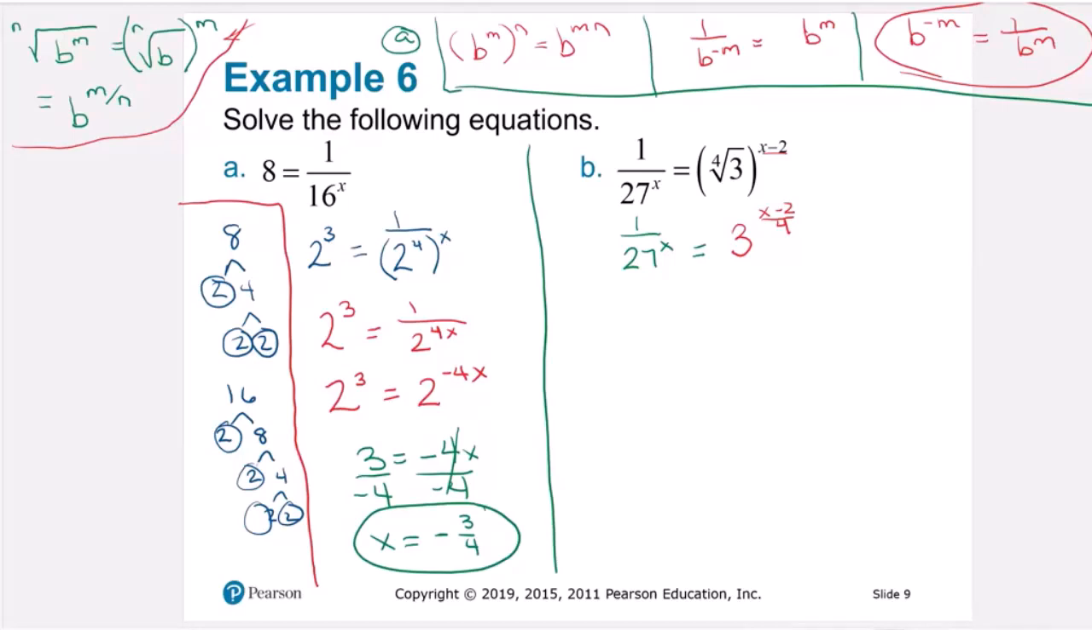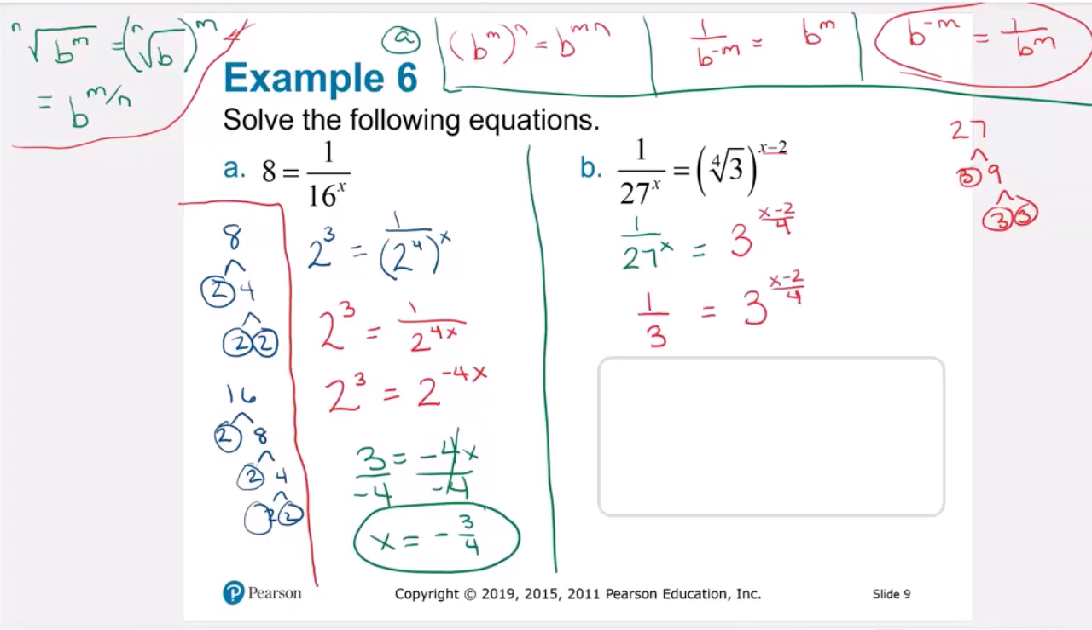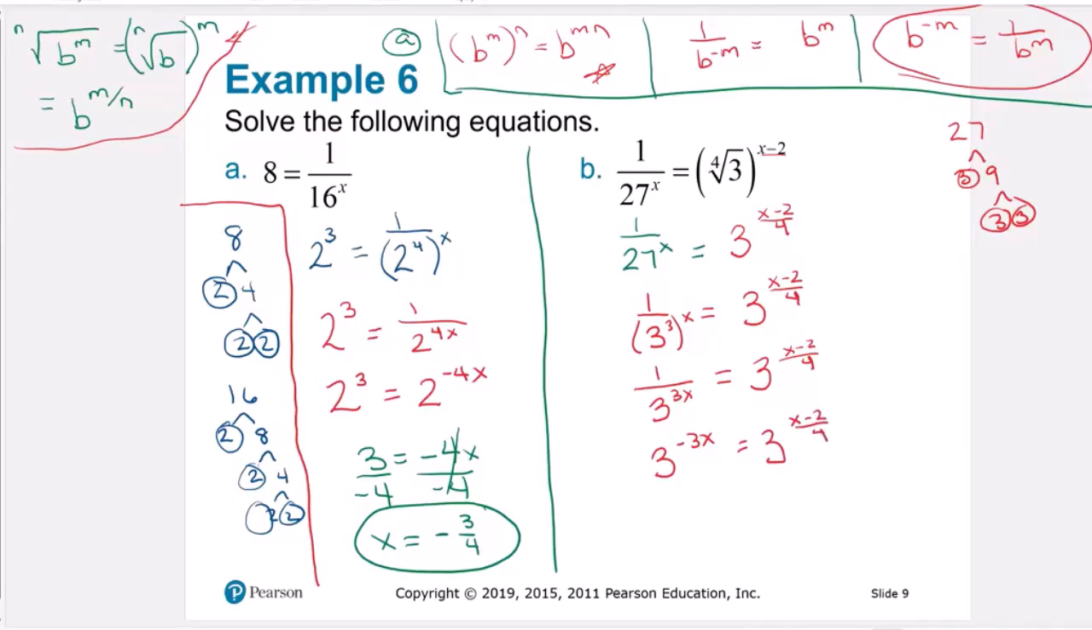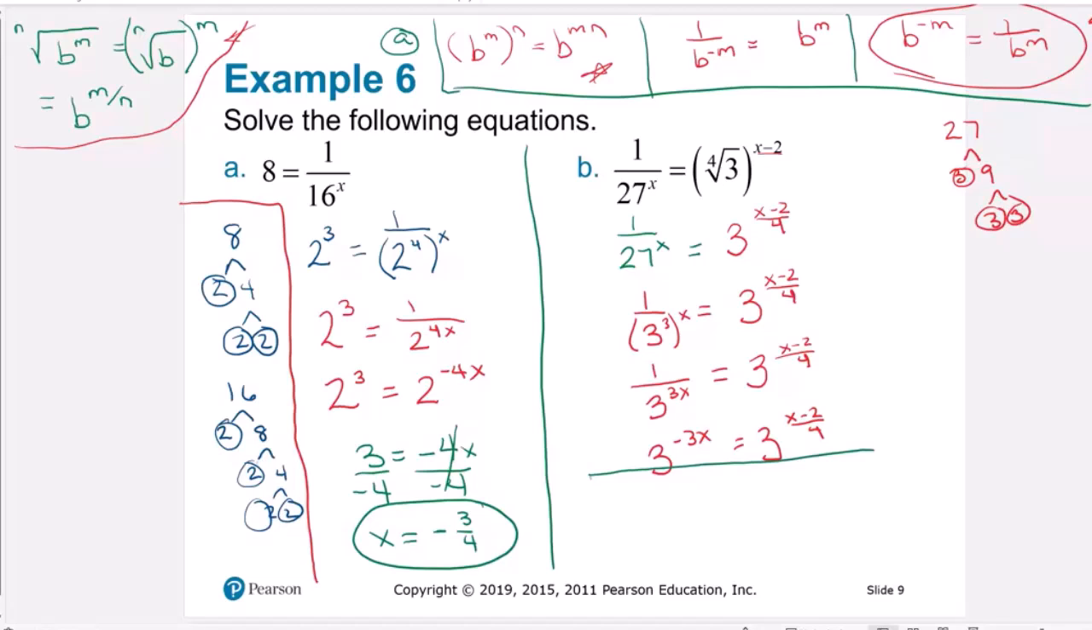Is there something we can do with 27? Well, 27 is equal to 3 times 9, and 9 is equal to 3 times 3. This is 3 to the third to the x power. Now this right here becomes 3 to the minus 3x equals 3 to the x minus 2 over 4. I have my bases the same. Minus 3x is equal to x minus 2 divided by 4.